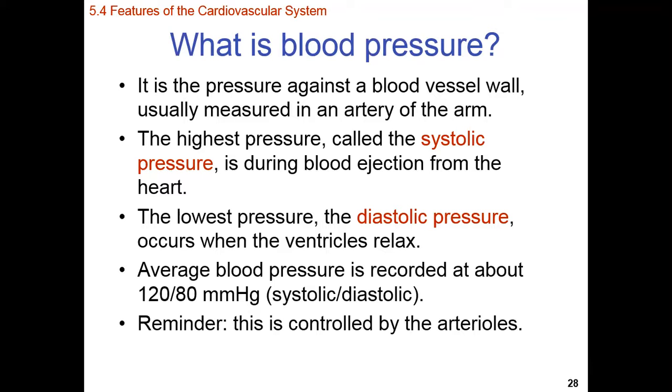Hi students, we are going to continue our discussion on the cardiovascular system as we dive into part 2 of chapter 5. We're going to spend some time talking about blood pressure regulation.